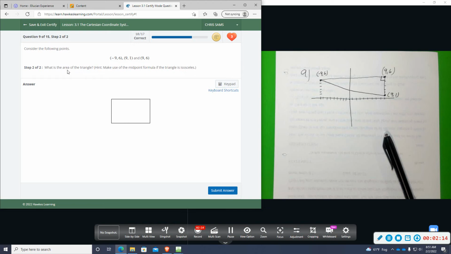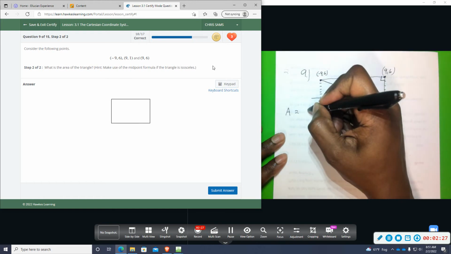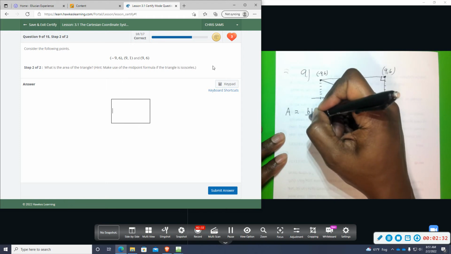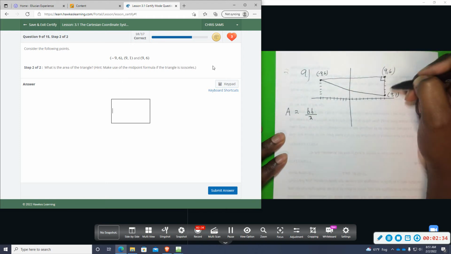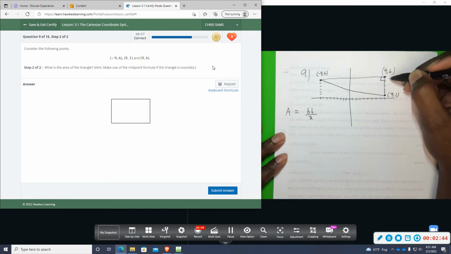Okay, number 9, part 2. We want to know what is the area of the triangle. So when you do the area of a triangle, the area is base times height divided by 2, or some people say 1/2 base times height. And since these lines are on the horizontal, we can measure the distance between them. The difference between the 6 and the 1, that's just 5 units. So this distance here is 5.